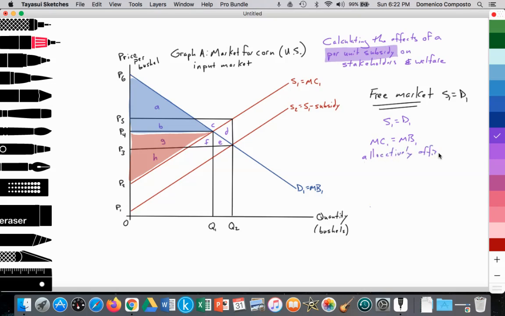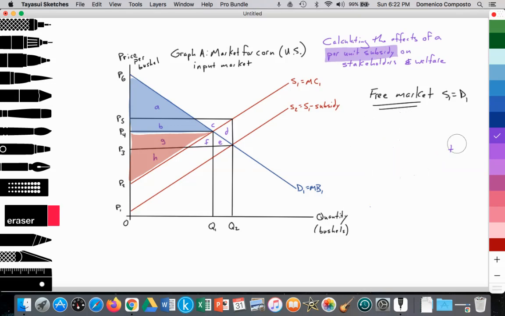All right, we're producing the combination of inputs in this case that are desired by society. So it's allocatively efficient, and thus there is no welfare loss. All right, we are not wasting any of our scarce resources in this theoretical model.